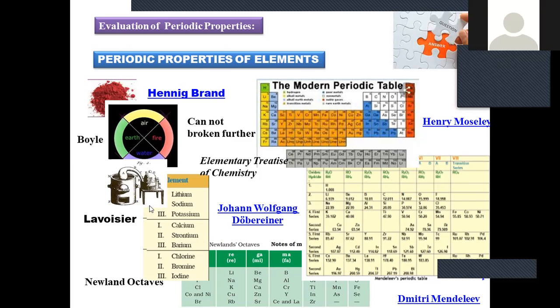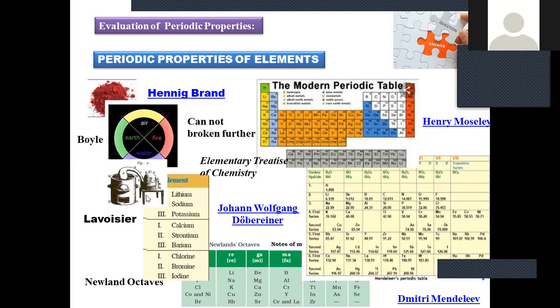Moving on to the third generation classification by Lavoisier. Lavoisier is considered the father of modern chemistry, who identified oxygen. The discovery of oxygen was made by Lavoisier, along with his co-scientist Priestley, right? Elements of Chemistry was the book written by Lavoisier, and apart from this, many scientific journal publications were also published by this scientist, and many elements were identified at the time.